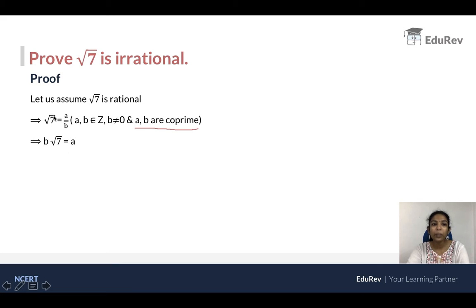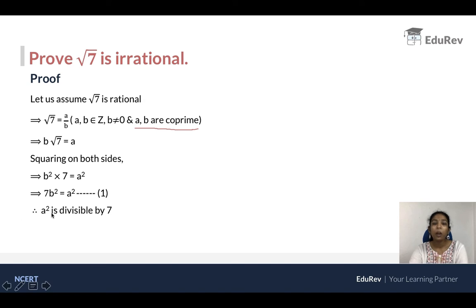So I brought b to the other side. Here it is dividing; if it goes to the other side, it will multiply. So b root 7 is equal to a. If I apply squaring on both sides, what will happen? b square into 7 is equal to a square. So that means a square is equal to 7 into b square. So if you can write a square is equal to 7 into something, that means 7 is a factor of a square. That means 7 divides a square. Right? If 7 divides a square, based on our theorem, 7 should also divide a.